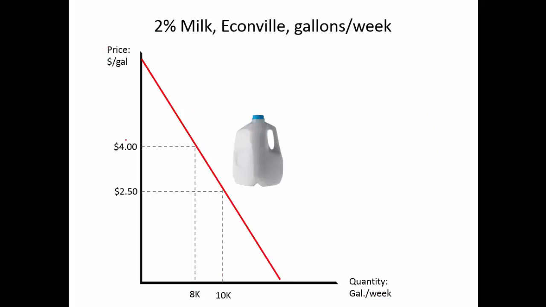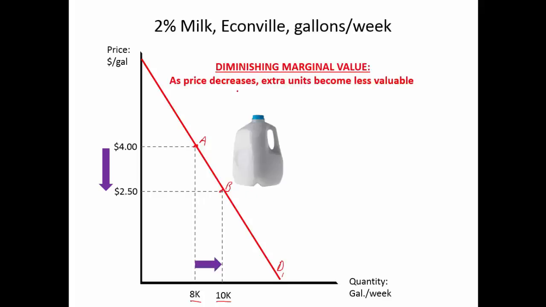Now, let's think about the opposite case where price decreases. Now it goes from $4 to $2.50, and then the quantity goes up from 8 to 10,000 gallons per week. Again here, what happened to demand? As the price decreased, what happened to demand? Nothing happened to demand. The demand curve is still there, D1. What changed is the quantity, which went from 8 to 10,000. We went from point A on this demand curve to point B on this demand curve. This is the technical term for what's happening here is diminishing marginal value. As price decreases, extra units become less and less valuable.